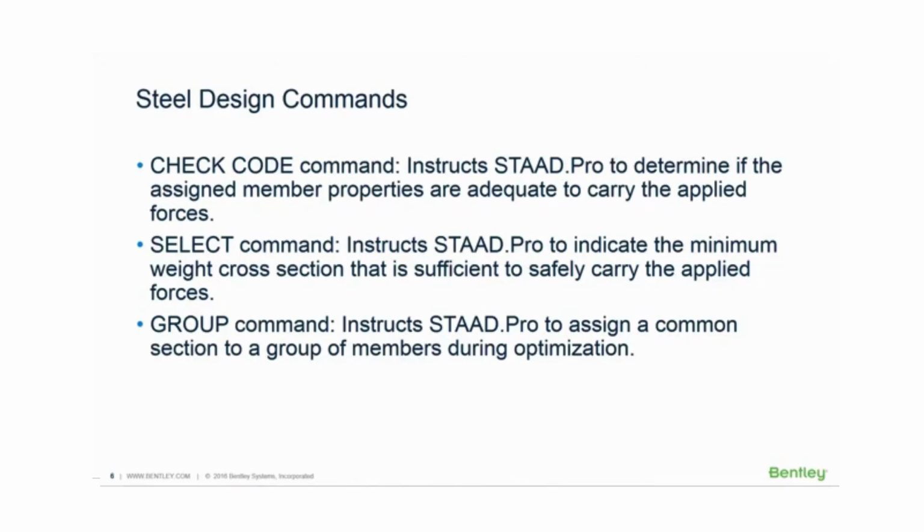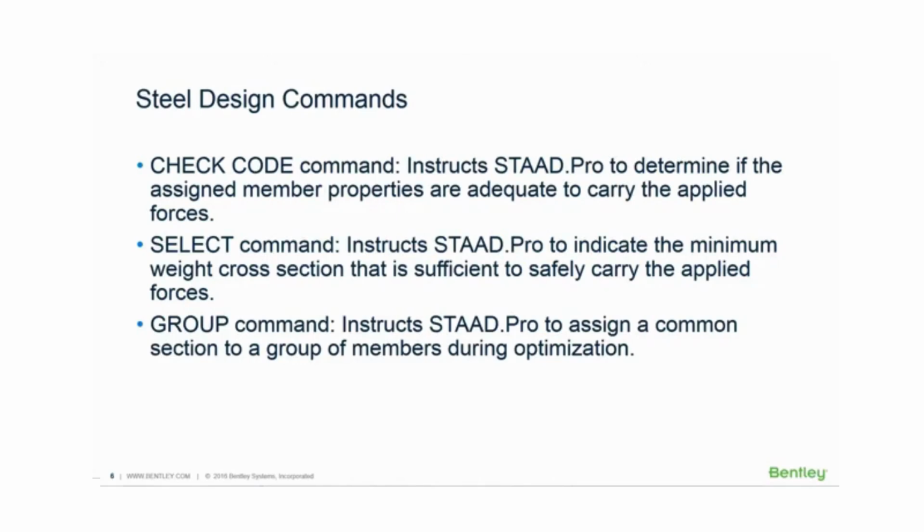In addition to that, we also provide a select and a group command. The select command instructs STAAD Pro to indicate the minimum weight cross-section that is sufficient to safely carry the applied forces, and the group command instructs STAAD Pro to assign a common section to a group of members during optimization. Both of these commands are fully covered in the Optimizing Steel Structures course.